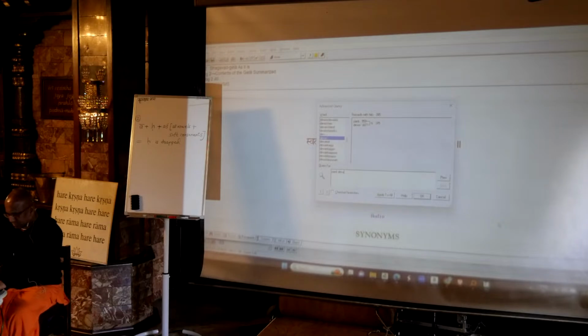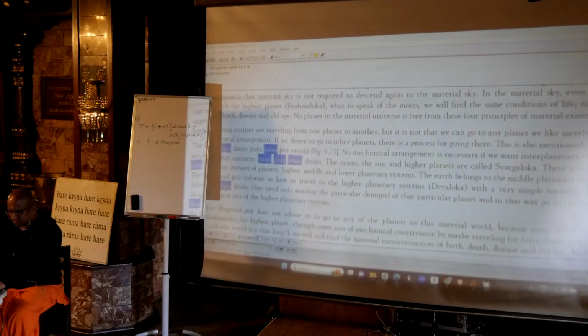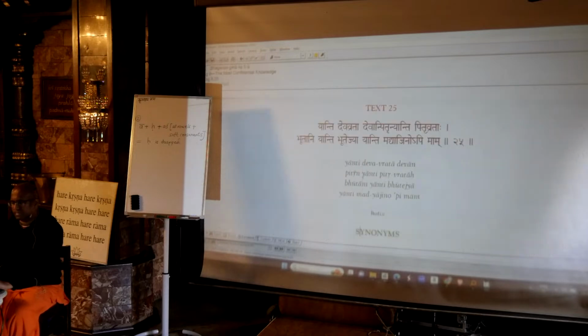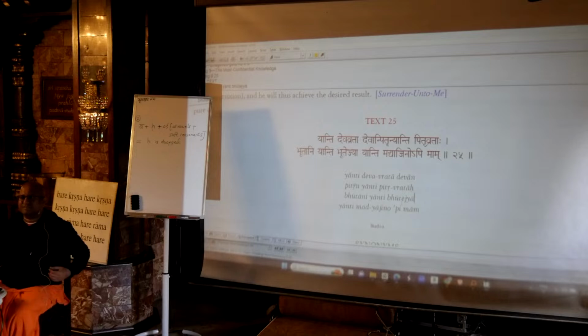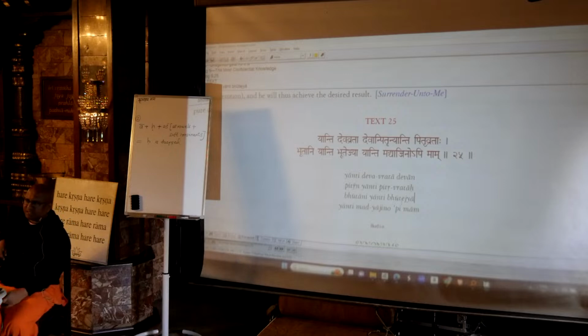What's happening? Yanti deva vrata devan. So deva vrata devan. What should be this word deva vrata devan? Because you are seeing this deva vrata. Is this some woman called as deva vrata? Devavrata is a male name, and if you were to turn it into female, it will become Devavrata. So is Krishna talking about some personality called Devavrata?